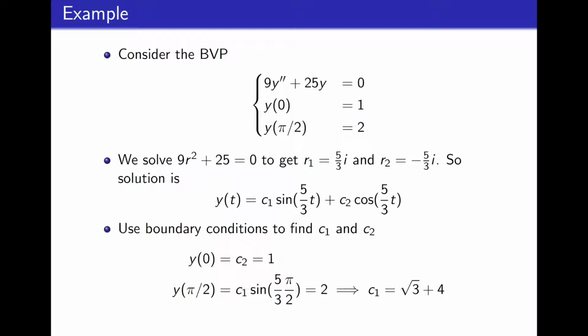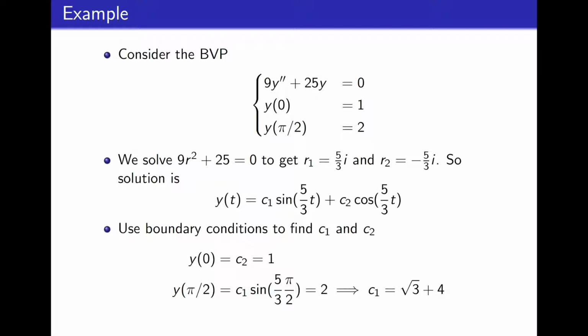So first, when we set x equal to 0, we see that y of 0 should be 1. So plugging x equals 0 into the solution, we see that we simply get C2. The sine goes away, and the cosine becomes 1. Therefore, C2 has to equal 1. For the second condition, we plug in x equals pi over 2 to the solution, and we end up getting C1 times sine of 5/3 times pi over 2. And this has to equal 2.